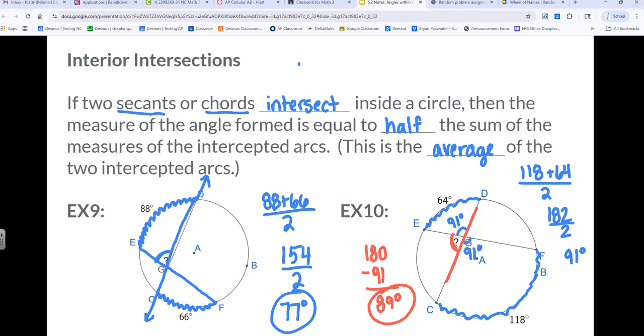Okay, questions? Even though that's not half of a circle, the two angles next to each other add up to 180 when you have a straight line like that. Okay, questions? So this will be how you do numbers 17 and 18. 19 and 20 are actually inscribed angles.